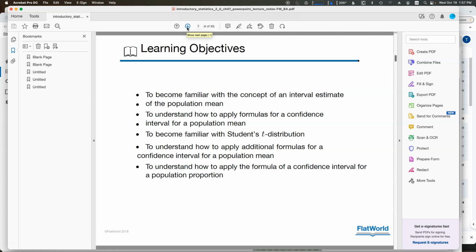So let's talk about what we're going to talk about here. We're going to start by talking about the interval estimate of the population mean. And what that's going to do is, again, talk about how we can talk about a population when we might not have all the information about it. And what's going to be introduced to you here for the first time is the T distribution, and we'll look at how that's a little bit different than the normal distribution for a set of statistics.